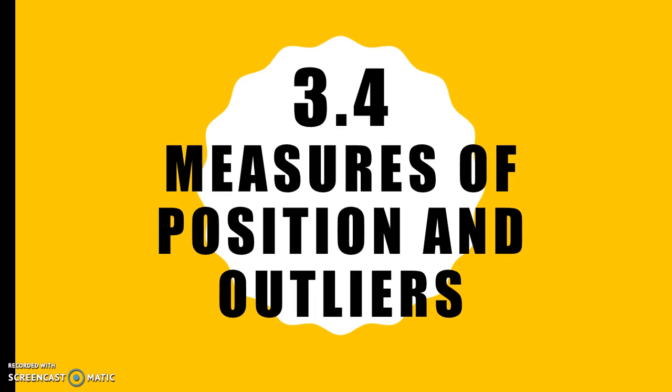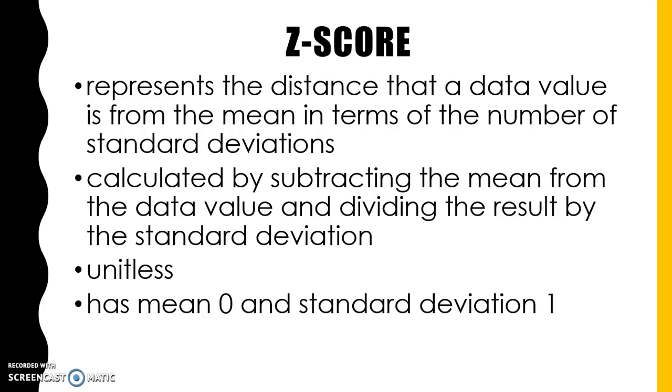So now that we've talked about measures of central tendency and measures of dispersion in 3.1, 3.2, and 3.3, in 3.4 we're going to look at measures of position and outliers. So the first thing we want to talk about is the z-score. In general, that tells us how many standard deviations a data value is away from the mean. And that's calculated by subtracting the mean from the data value and then dividing that by the standard deviation.